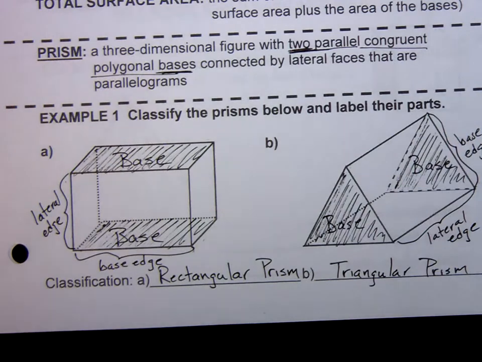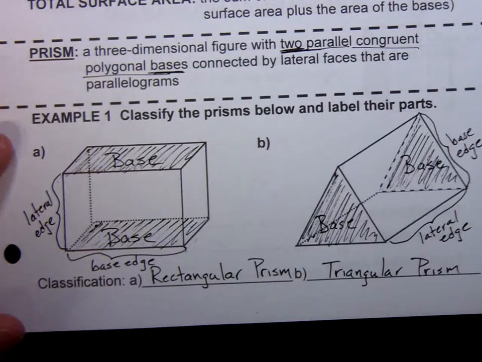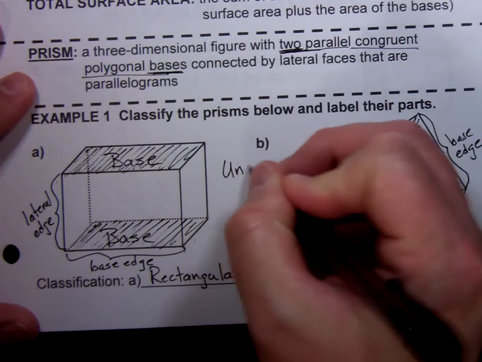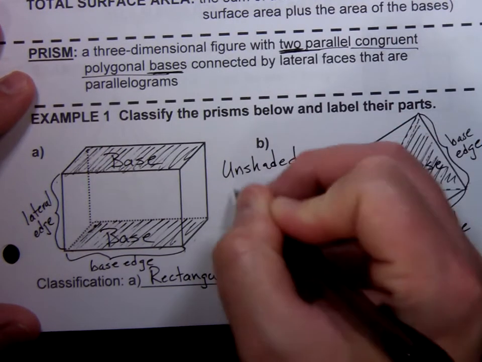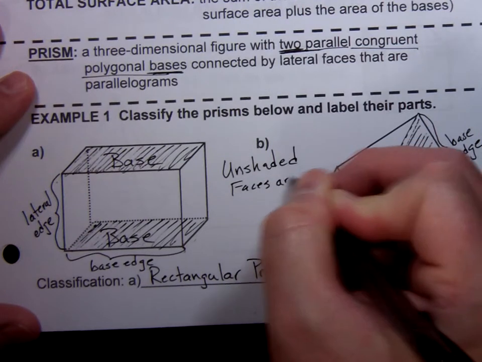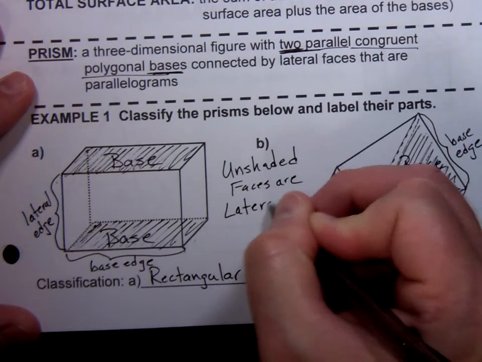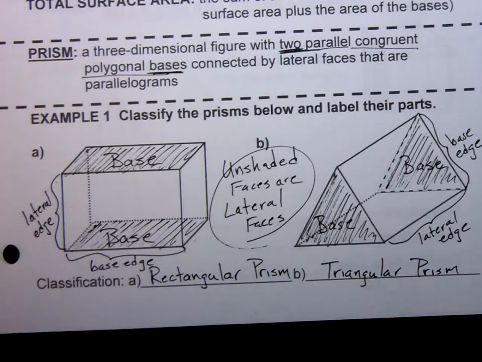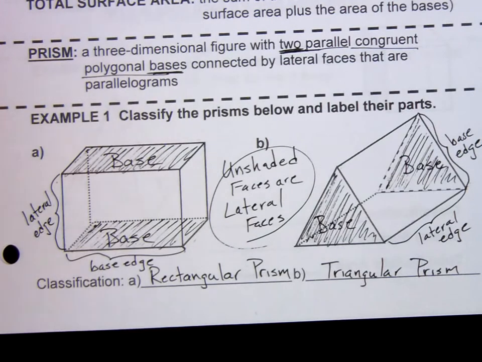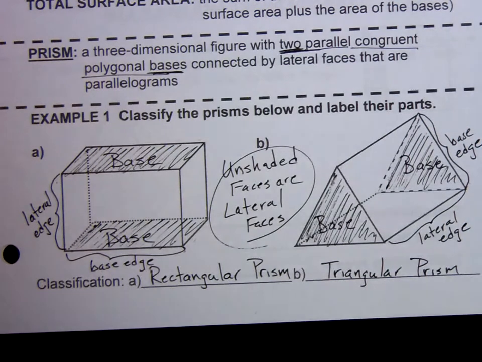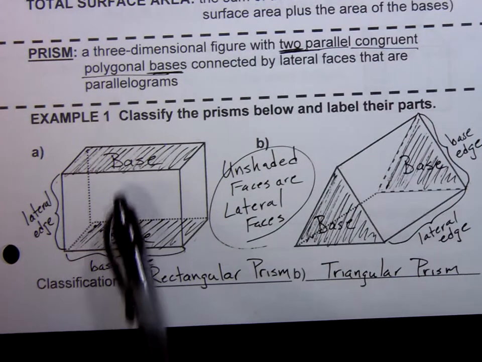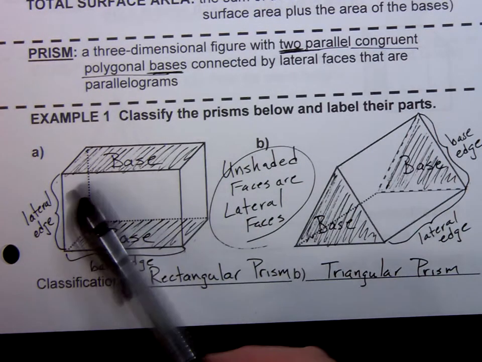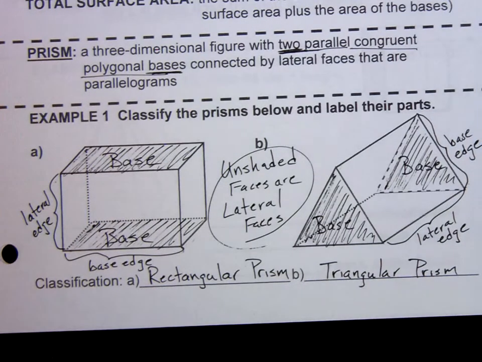Now it's hard for me to label everything without too much overlap, so I'm just going to write this little note here. The unshaded faces are lateral faces. So the ones I've shaded in are bases. The ones I did not shade in, those are lateral faces. So when we're talking about finding the lateral surface area, that would be finding the area of all three of these unshaded faces. Or in this figure, it would be the front, the back, the left side, and the right side. Those four faces are lateral faces.